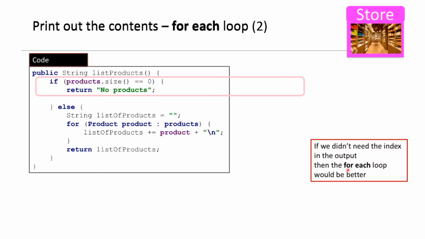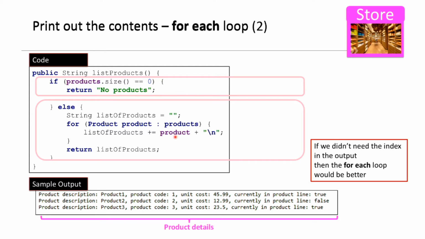And here what I'm saying is, if we didn't need the index in the output, then the for each loop would have been a better approach, because what we have is for each product of type product in the products array list, our output would be list of products plus equals the product, current product, and that's it. But the problem here is that we lose our index. We have no index. Okay, so I just provided those last two slides just because we've been looking at for each loops. I want to just show you where you would use them and where you wouldn't.